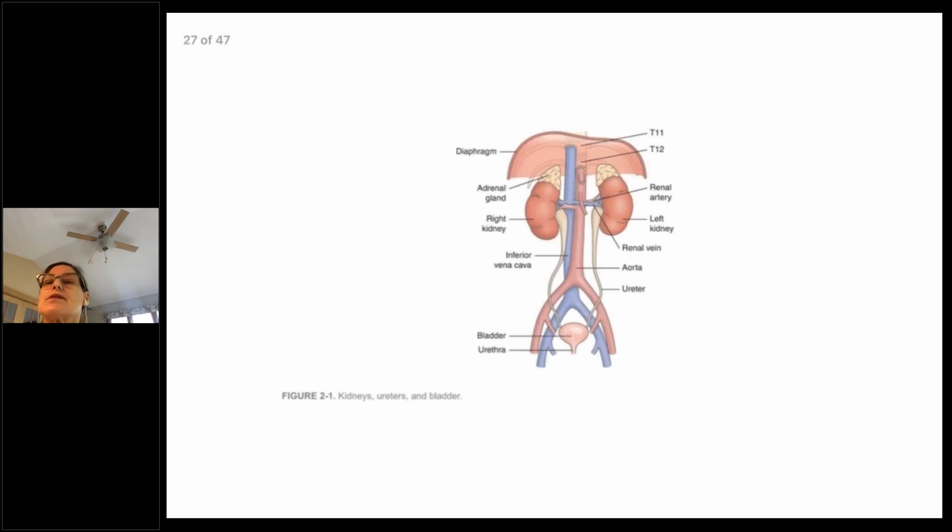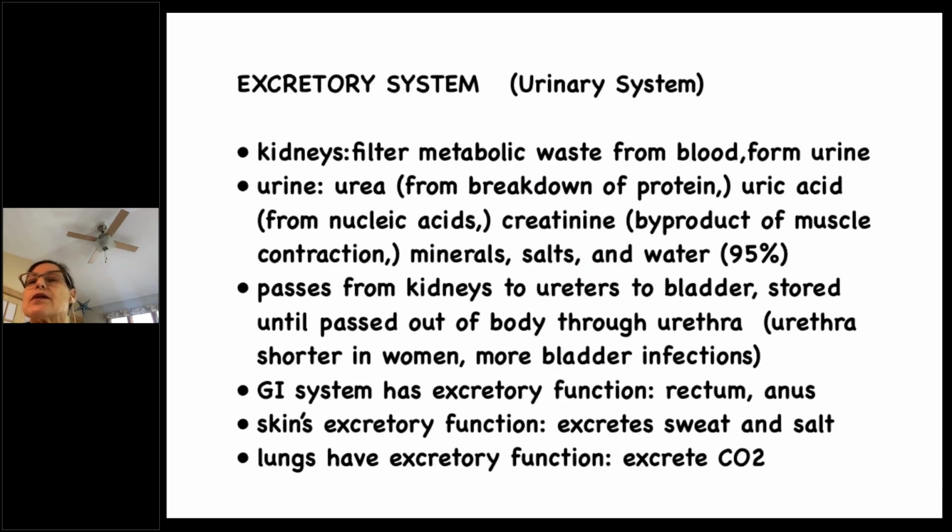Okay, the excretory system. Here we see the kidneys, the right and left kidney, the ureters, which are the tubes that run from the kidneys to the bladder, and the bladder at the bottom there. And the urethra is the tube that runs from the bladder out to the toilet. Okay. The kidneys' function is to filter metabolic waste from the blood and to form urine. Urine's made up of urea, uric acid, and creatinine, minerals, salts, and it's 95% water. The bladder stores the urine until it passes out of the body.